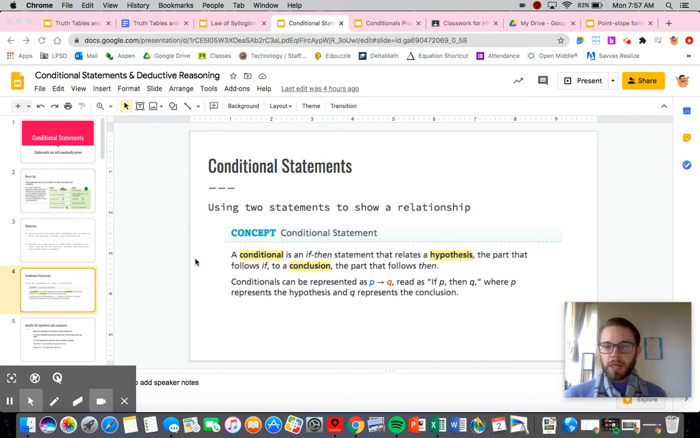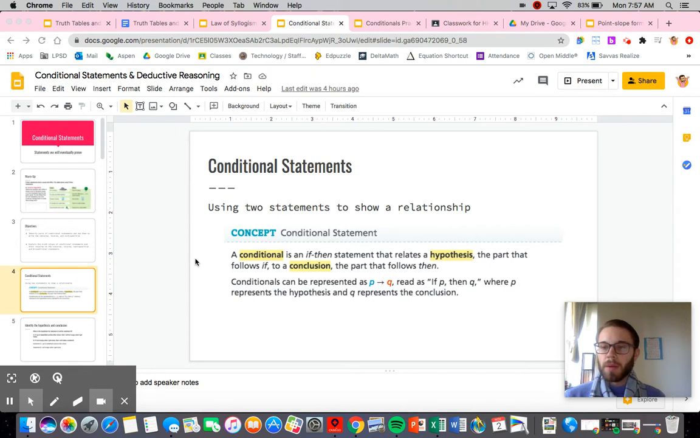Hi, everyone. Just wanted to take a moment to talk to you about conditional statements. Conditional statements are ultimately going to be when we're combining a couple different pieces of information into a cause and effect type relationship. And these are going to be super important to us in geometry because when we go into proofs, we are going to be explicitly proving conditional statements.